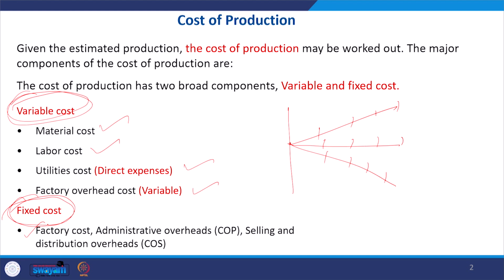example, the factory building. Once you have a factory building, whether you use that building to the fullest extent or you do not use that building to that extent, you have to pay for the depreciation. If it is a rented building, you have to pay the rent for the whole of the premises.